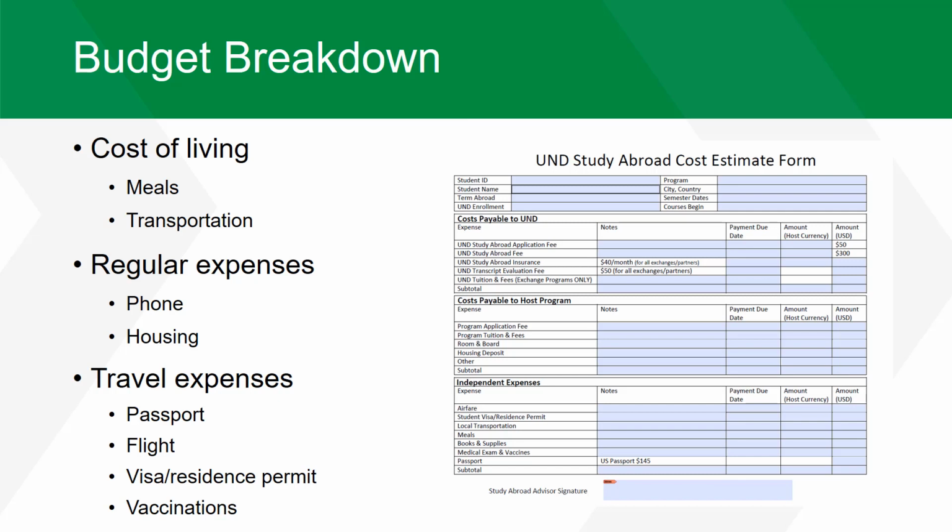To break down the remaining costs of study abroad, we offer a budget worksheet, which is available on our website and sent in the email follow-up after your initial appointment. Points to consider when budgeting for the total cost of study abroad. Cost of living is dependent on where you are. The price of food and transportation may be higher, lower, or similar to what you're already spending at UND. Regular expenses that may change in price due to living abroad include your phone plan and housing. There are also travel expenses that specifically relate to going abroad, which is your passport, flight, visa or residence permit fees, and vaccinations.